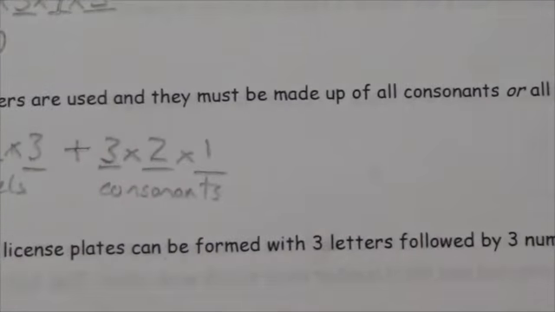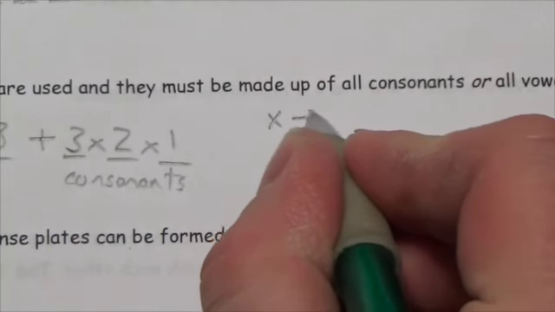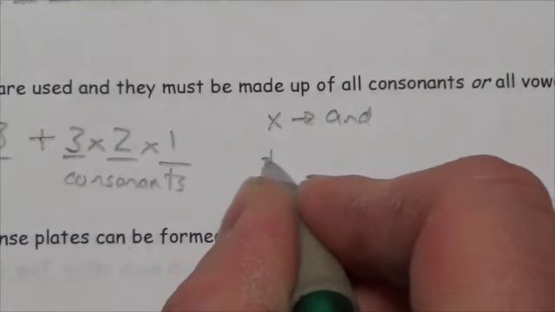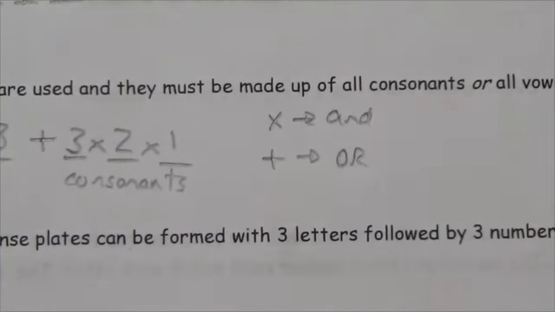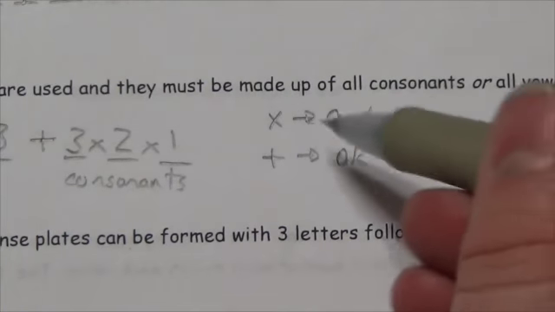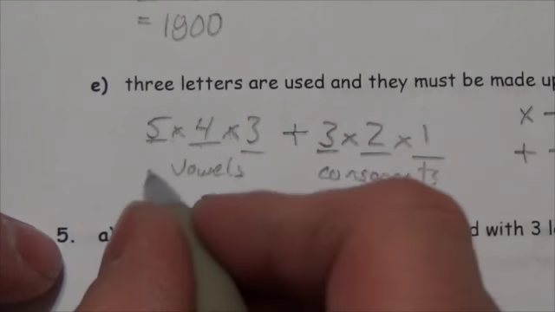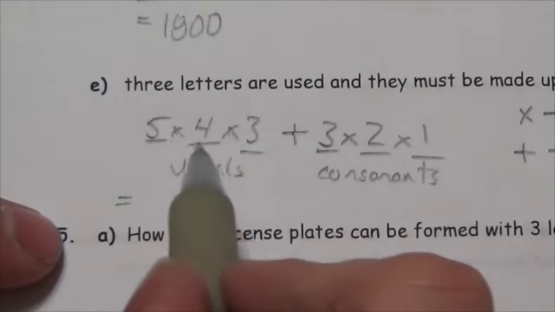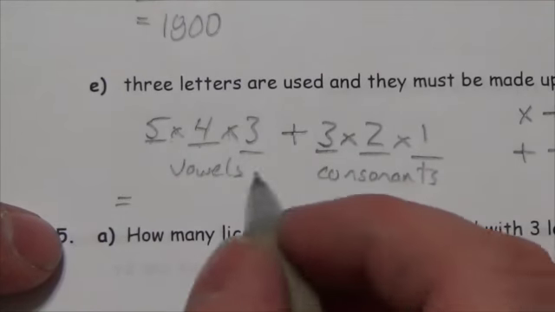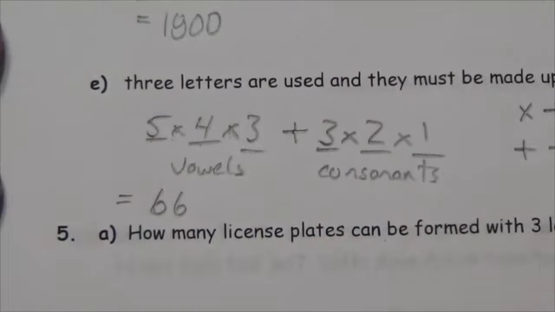We want to associate multiplication with the word and, addition with the word or. And if you're ever in a problem and you're kind of stuck, thinking, I don't know whether I should be multiplying or adding, just talk it out in your head, describe the problem, and take note of whenever you use the word and and whenever you use the word or, and that will very likely be the correct way to answer this problem. Now what have we got here? 5 times 4 is 20, times 3 is 60, plus 6. So 66 different ways that we can arrange the letters in this way.